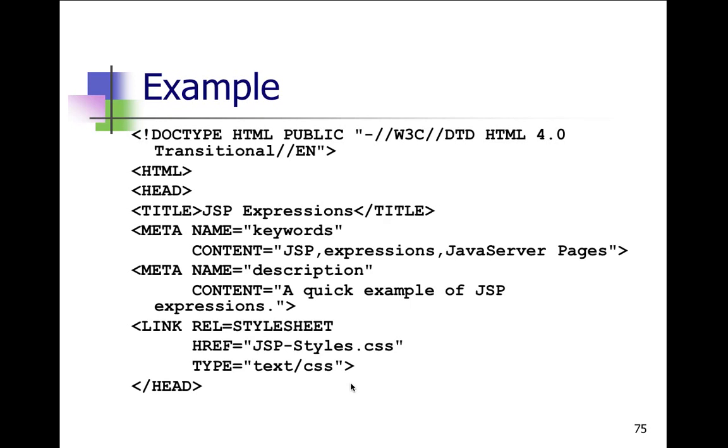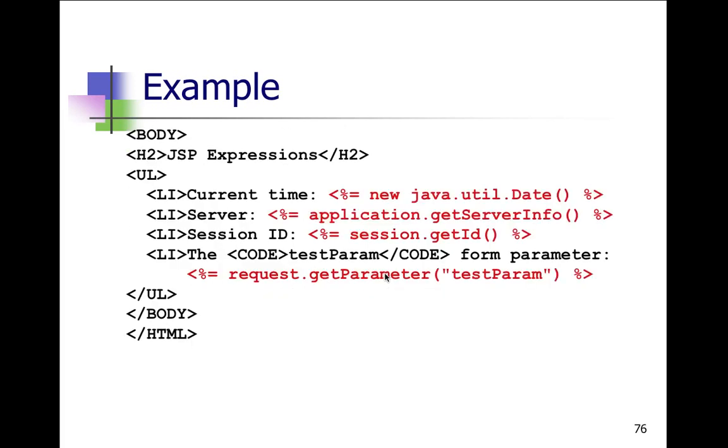So here's an example of a JSP. It's called the JSP expressions. We have keywords here that are going to be used in your description. Quick example. Here's a little style sheet that can be used with it. So in a JSP page you can use CSS, you can use HTML, you can use Python, PHP. You mix and match. It's all in one page. It's all text format, so you can mix and match technologies.